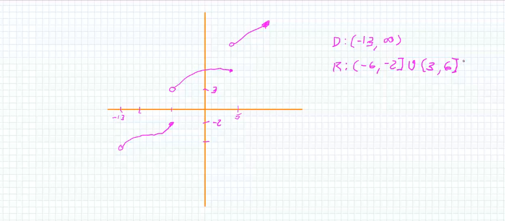I continue, union, and 3, 4, 5, 6, 7, 8, 9, 10. My range goes from 10, but it doesn't include 10, to infinity, because that's an arrow saying I'm going up forever and ever, and also going to the right forever and ever.